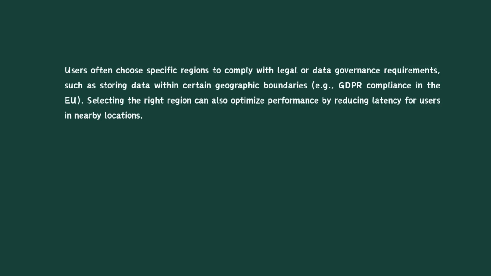Users often choose specific regions to comply with legal or data governance requirements, such as storing data within certain geographic boundaries, e.g. GDPR compliance in the EU. Selecting the right region can also optimize performance by reducing latency for users in nearby locations.